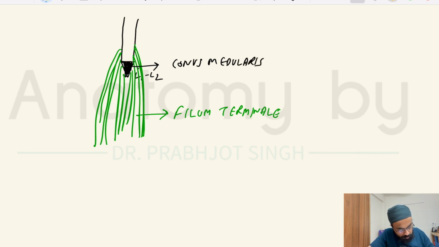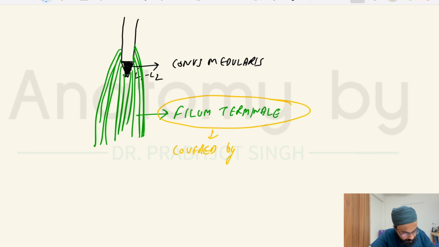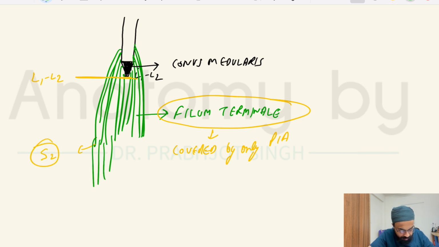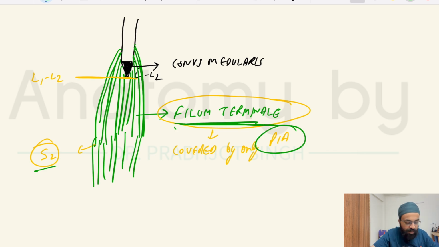So now filum terminale is covered by only pia mater, not by dura or arachnoid, because dura and arachnoid terminate over here at L1 L2 junction and pia is still S2. The filum terminale extends even beyond S2. But filum terminale के दो parts होते हैं, क्या होते हैं, कैसे होते हैं, we'll have a look in few minutes. Just understand, filum terminale in general is covered only by pia mater.